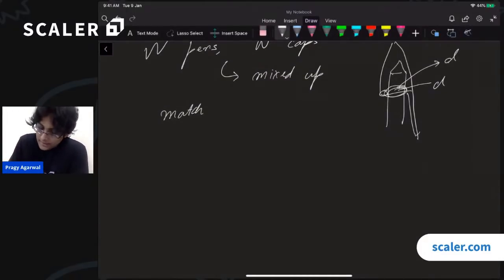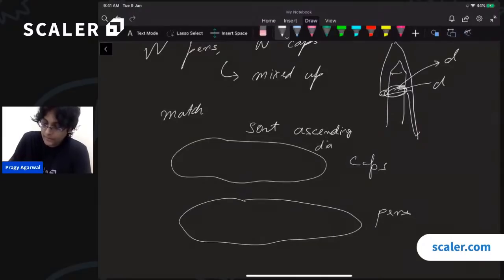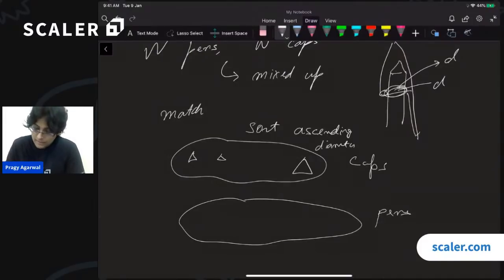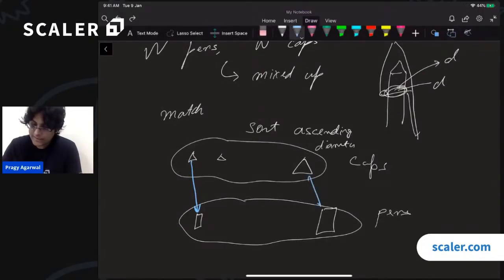So what we could do is, let us say that there are some caps over here, and let us say that there are some pens over here. If I sort them in ascending order of diameter, then what will happen? The smallest cap will be here, the larger cap will be here, and the largest cap will be over here. Similarly, the smallest pen will be here, and the largest pen will be over here, and they will pair up one to one. This smallest cap belongs to this smallest pen. This largest cap will belong to this largest pen.